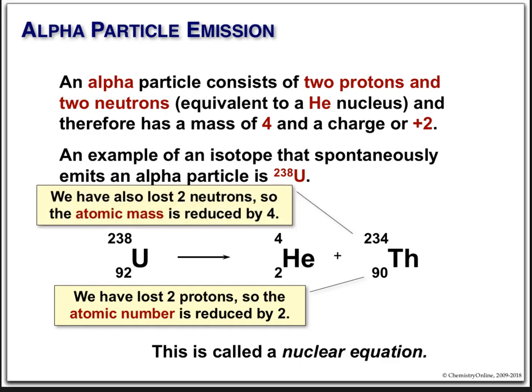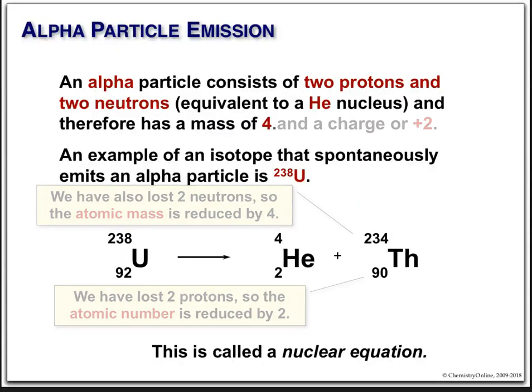Likewise, our mass number here is 238. The mass numbers on this side must also equal 238 when you add them up. 4 for the alpha particle, 234 for thorium. We will revisit this again in much more detail when we do the chapter on radioactivity.